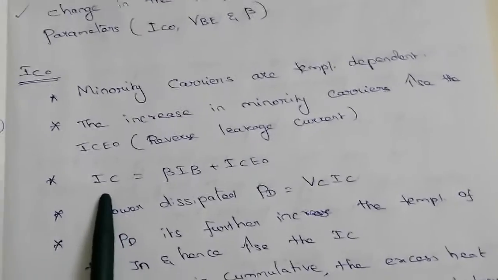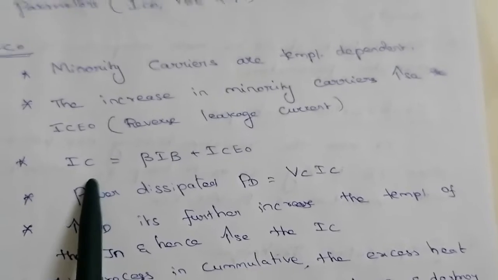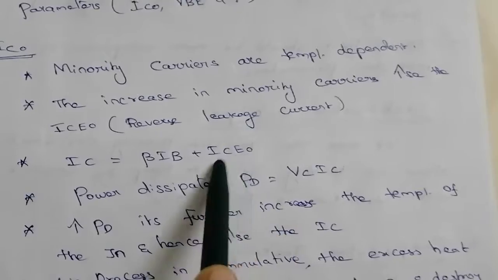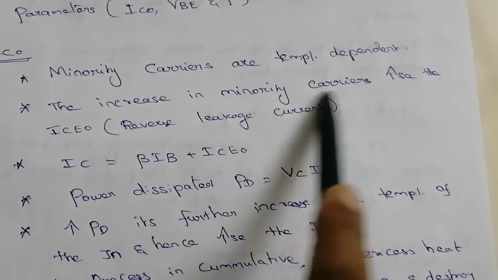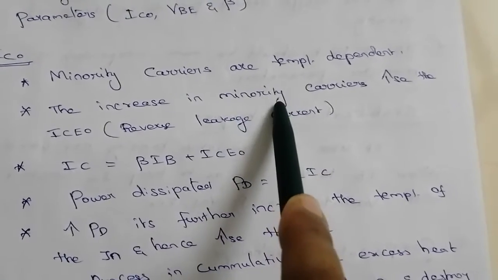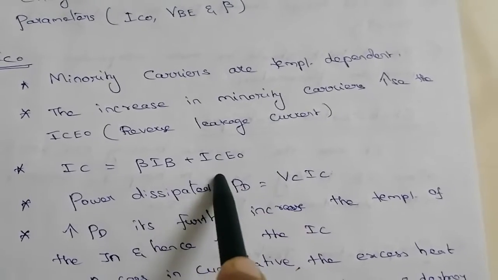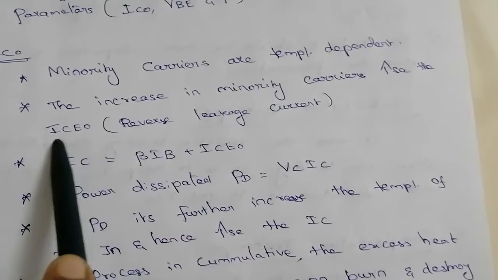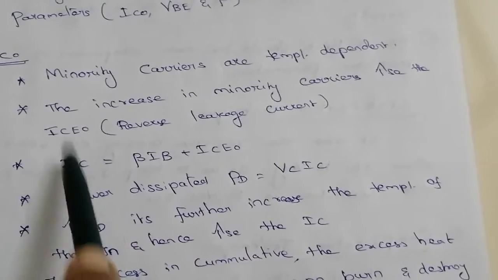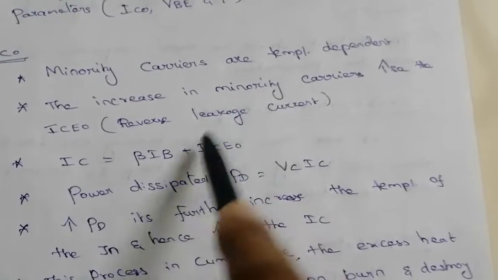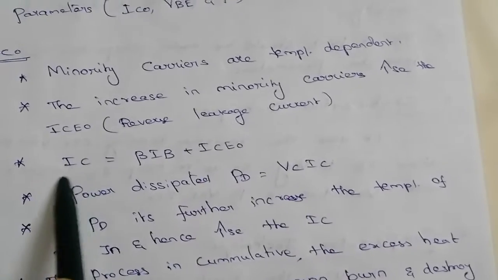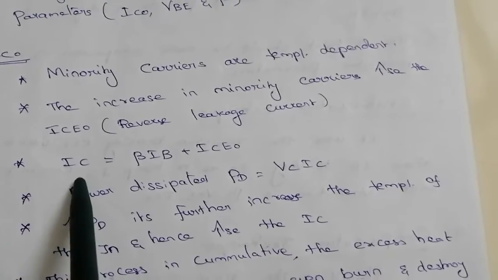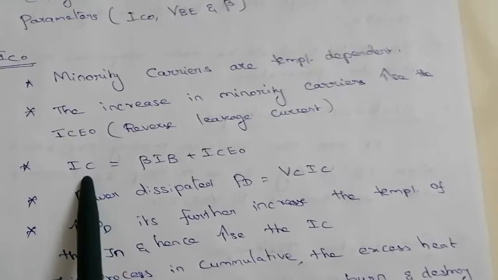We have the relationship between collector current and reverse leakage current: IC is equal to beta IB plus ICEO. If the temperature increases, it automatically increases the minority carriers. If the minority carriers increase, the reverse leakage current also increases. So if this term increases, from that equation the collector current also increases. So due to the minority carriers, that is the reverse leakage current, the collector current changes. It automatically changes the Q point from the active region to any other undesirable region.